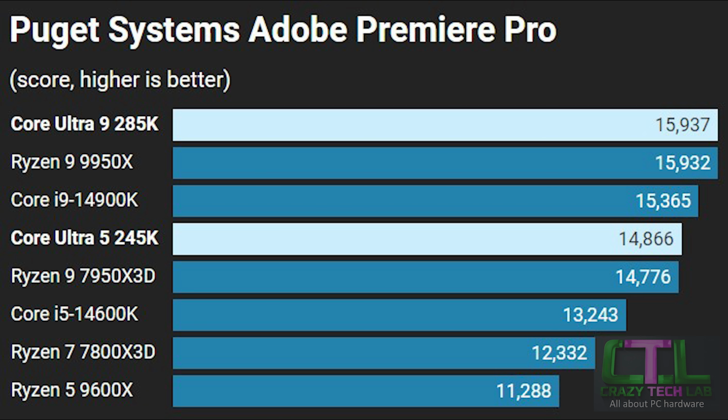But the results are pretty squished here. The 14600K obviously being outdone by the Ultra 5 245K by a much wider margin. And the Ryzen 5 9600X, well, it's well down there at the bottom of the graph, so the Core Ultra 5 245K enjoys a pretty substantial lead over its Ryzen 9000 counterpart.